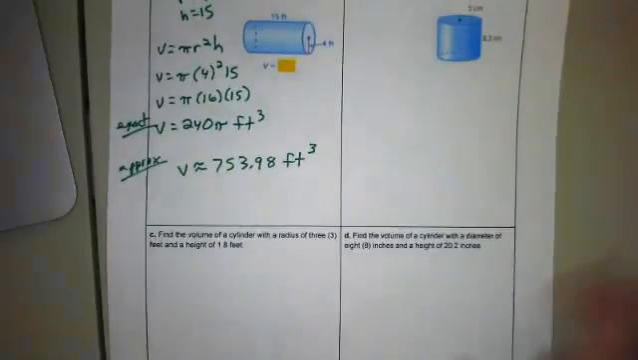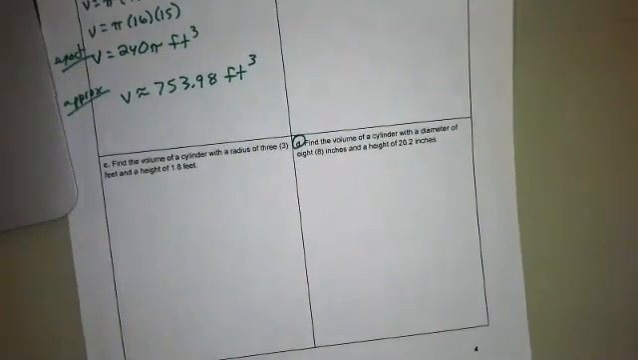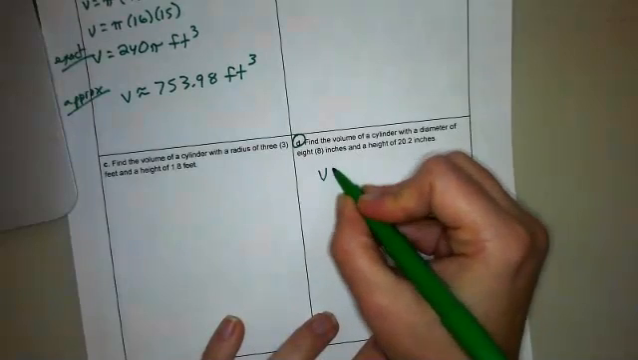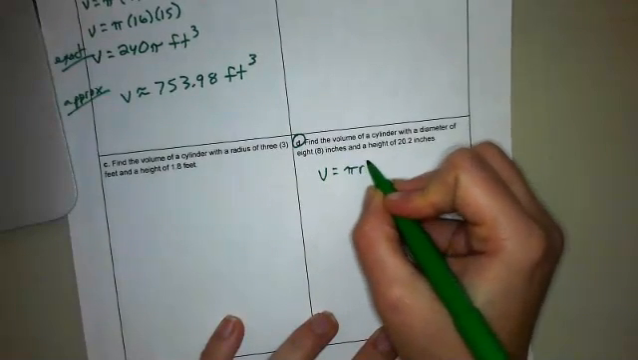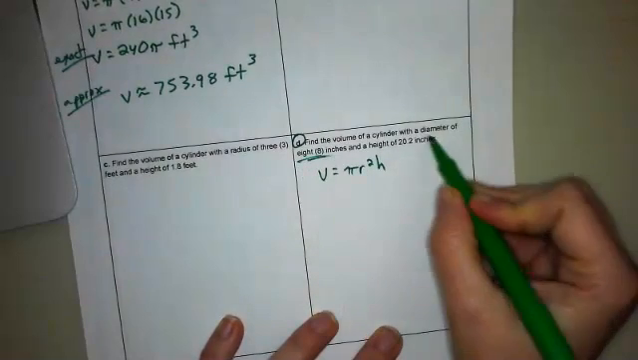Okay, let's just do one more on this page. I want to go to letter D. It says find the volume of the cylinder with a diameter of 8 inches and a height of 20.2. Okay, we know our formula. Volume equals pi r squared times height, and they give me a diameter.